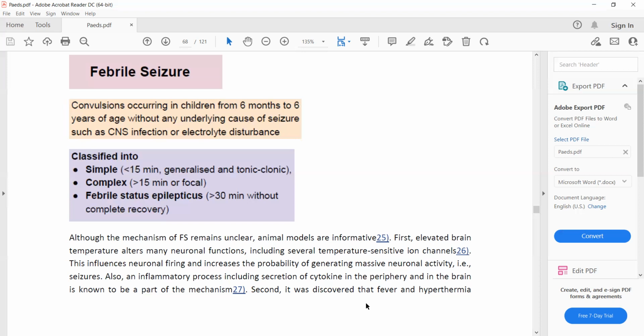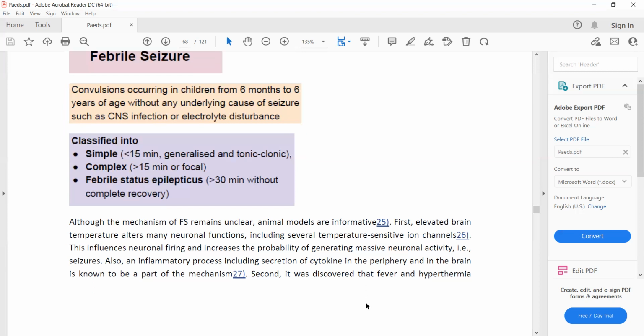Febrile seizures are classified into simple, complex, and febrile status epilepticus. Simple febrile seizures are if the seizure is less than 15 minutes duration, or if the seizures are generalized and tonic-clonic, then they will be labeled as simple febrile seizures. And if the seizures are more than 15 minutes of duration and they are focal, then we will label them complex febrile seizures. And if the seizure continues for more than 30 minutes without complete recovery, then we will label it as febrile status epilepticus.